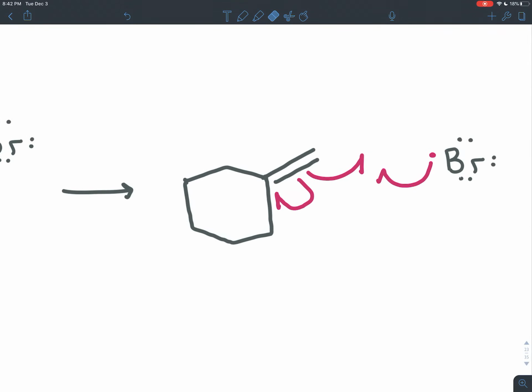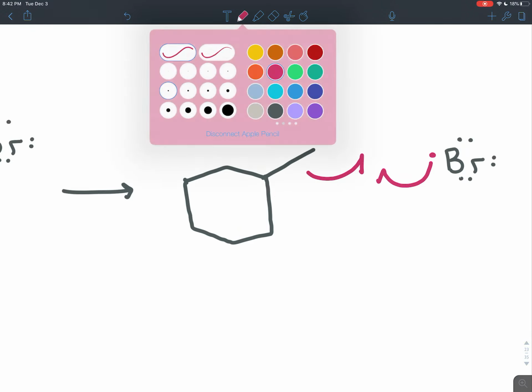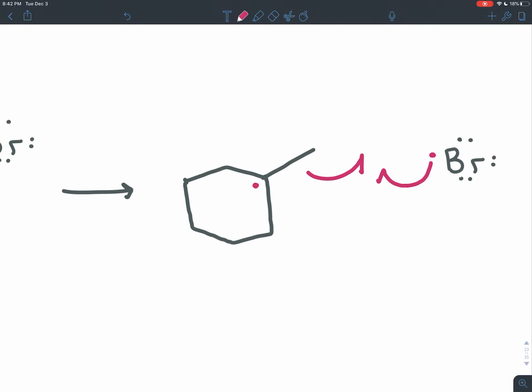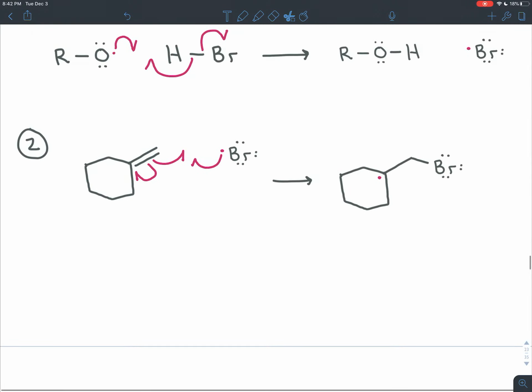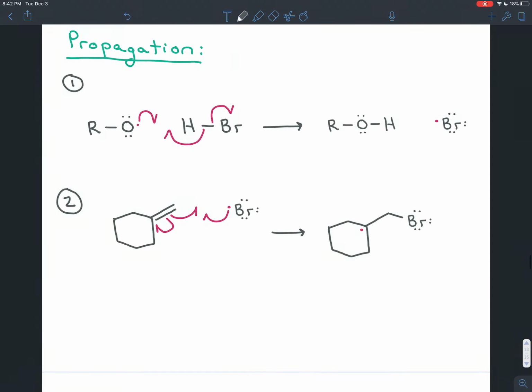So here, the pi bond will break. One of the electrons will go onto the more substituted carbon to give us the more stable radical. And the other electron will combine with the radical from the bromine to create a new bond between the carbon and the bromine. So that's the second step. We add the bromine onto the pi bond. Second of the propagation steps.